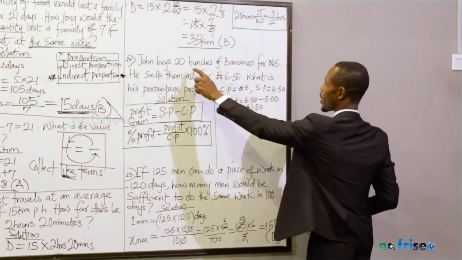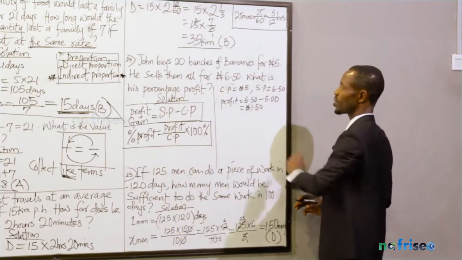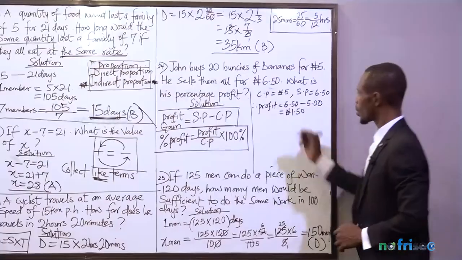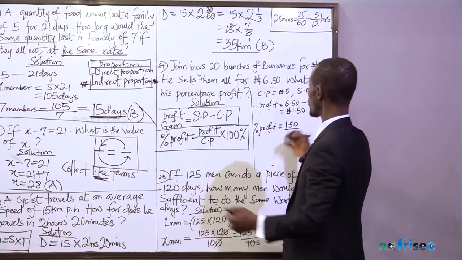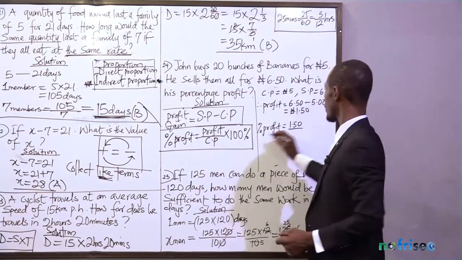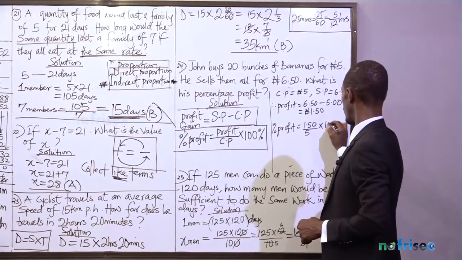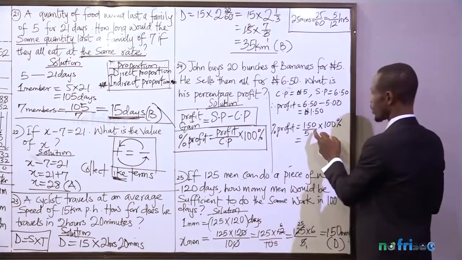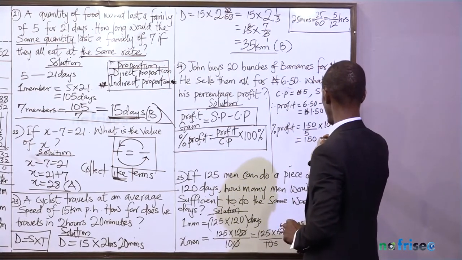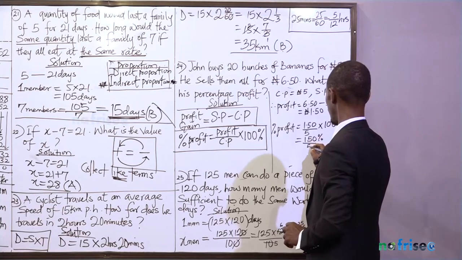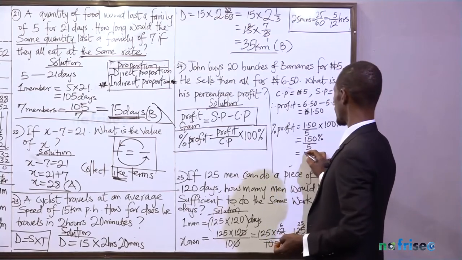You bought 20 bunches of bananas for 5 naira and you sell them all for 6 naira 50 kobo. Don't worry about the 20. You have no business with the 20. So now, percentage profit equals 1 naira 50 kobo all over cost price. Do not use the selling price. Use the cost price. That's where you determine your profit. All over 5 naira times 100 what? Percent. If we use 1.50 to multiply 100%, we're going to have 150 percent divided by 5. And if you divide by 5, that should give you a total of 30%.